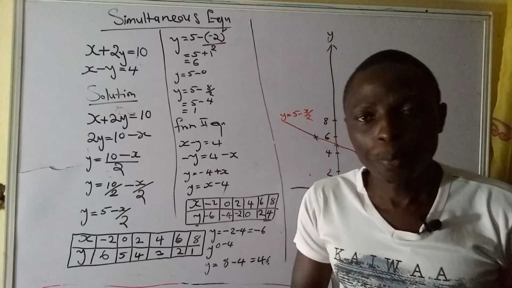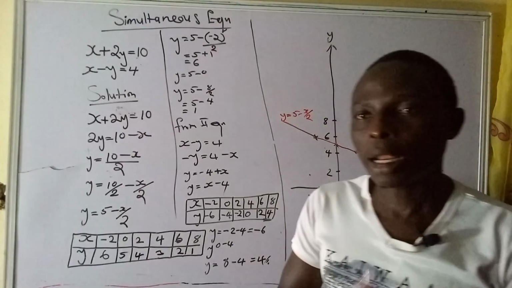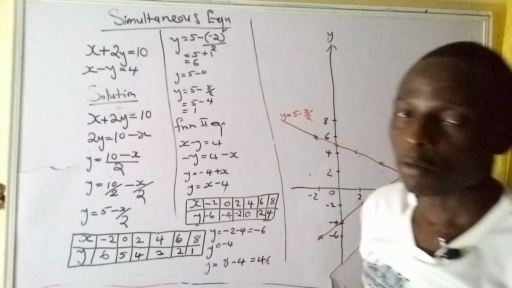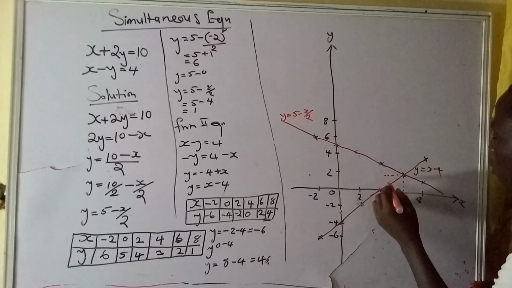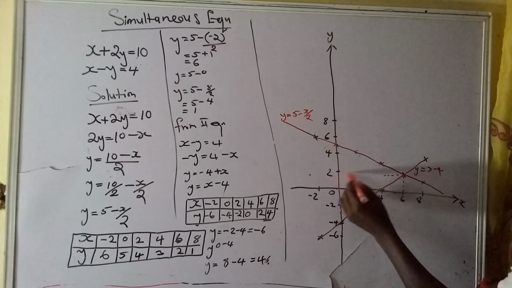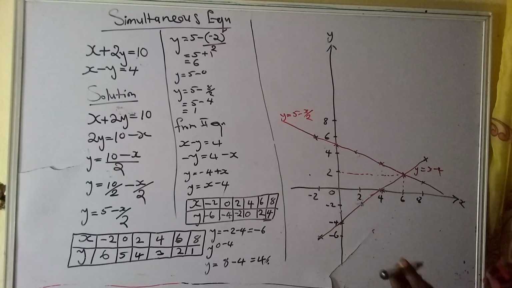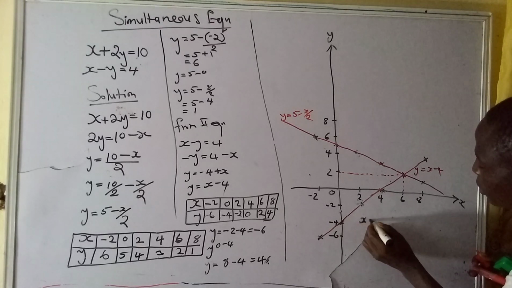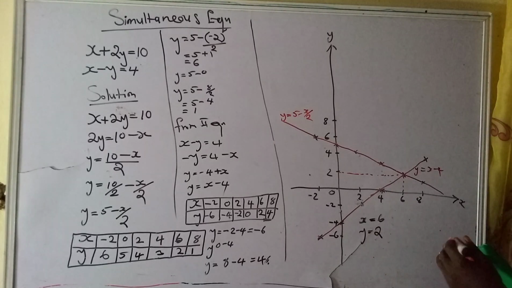So now the coordinate of the point of intersection where the two lines meet is going to be our values of x and y. So we need to trace. We can see that x is equals to 6 and y is equals to 2.